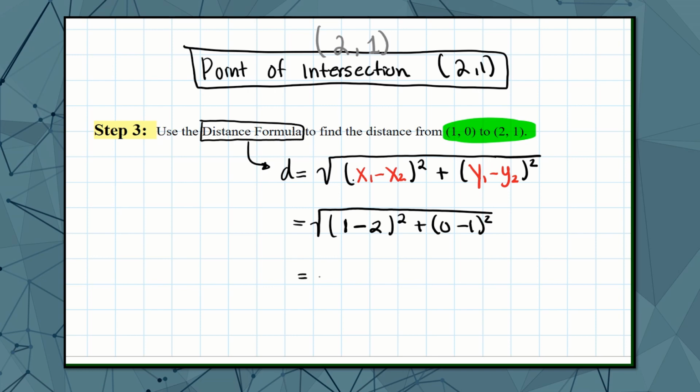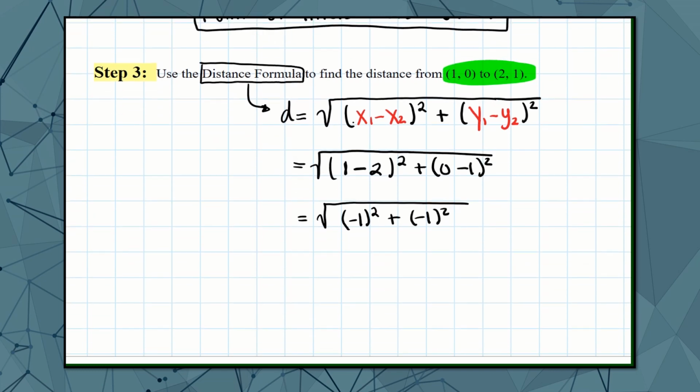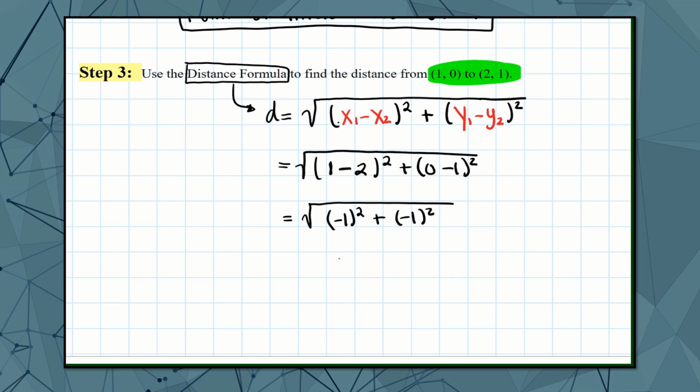Let's go ahead and simplify the first parentheses. We're going to get -1. Inside the second parentheses, we happen to get -1. Those are not always the same. Anytime you square a negative number, it's positive. So we simplify here. We're going to get the square root of 2. But because we're finding the distance, let's go ahead and give an approximation in decimal form, since 2 is not a perfect square.